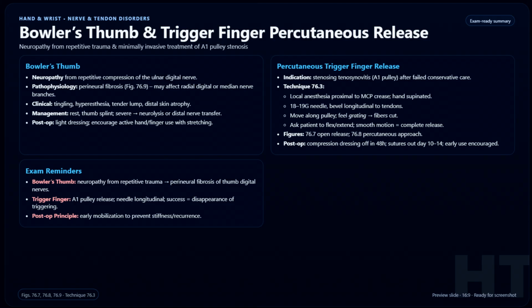Key exam points. Bowler's thumb, remember it is a neuropathy due to repetitive trauma with perineural fibrosis affecting the digital nerves of the thumb. Trigger finger percutaneous release, main landmark is the A1 pulley with the needle oriented longitudinally. Success is confirmed when the grating sensation disappears and smooth motion is restored. Postoperative principle is early mobilization is always encouraged to prevent stiffness and recurrence.